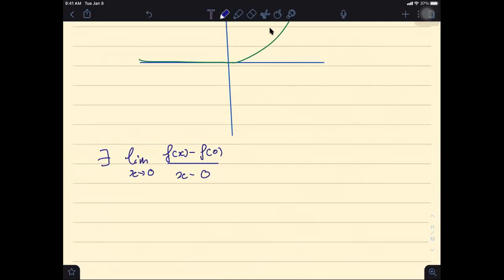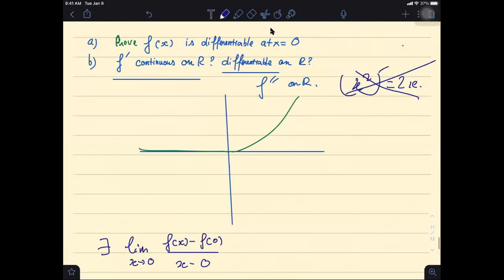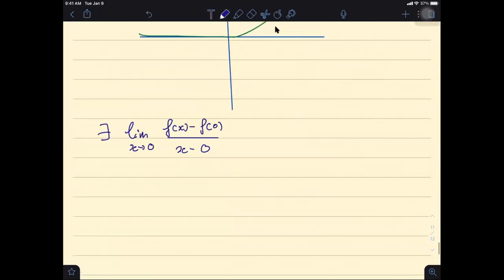Spend about 10 minutes, and if you finish, then do the next one. You're going to prove whether f prime is continuous or not, and differentiable or not. Okay, let's just do the first one first. And please write it up.